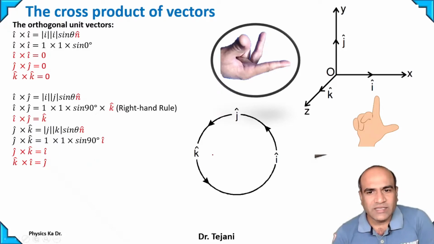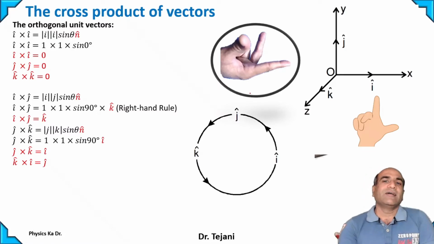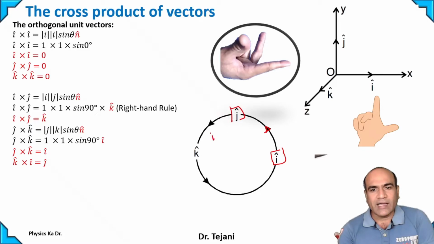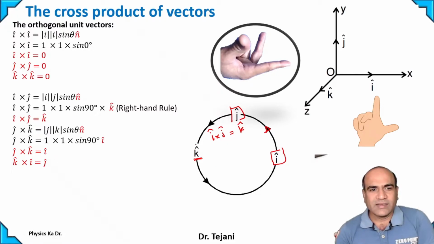See here, if you just want a simplified version, every time we do not need to use the right hand to find the axis. It is very simple. You just draw a circle, which is first i, then put an arrow, then j, then k. Here, we are moving from i to j. So we can show i cross j is equal to the third one, that is k. Similar to what we already derived in this case.